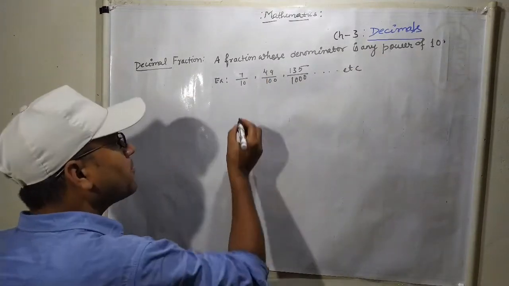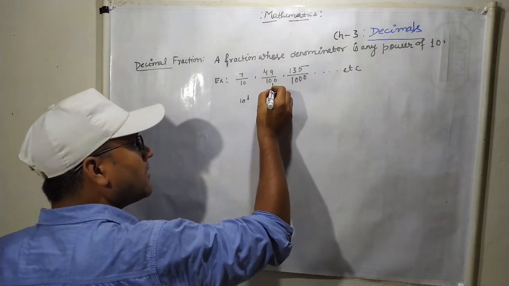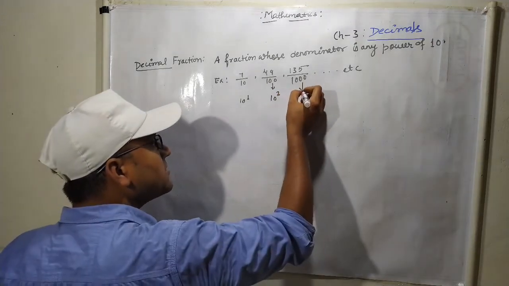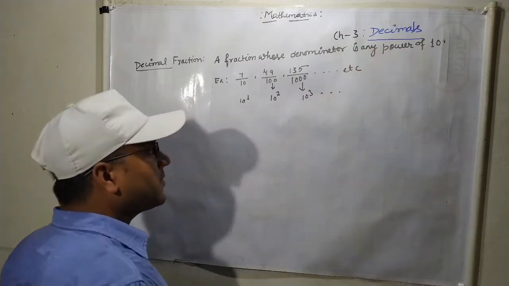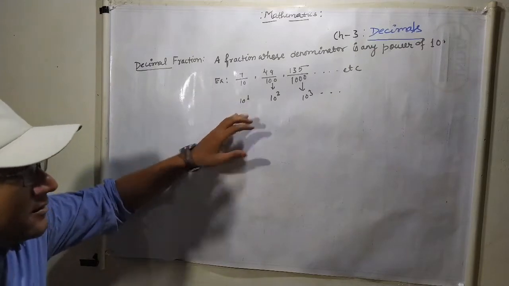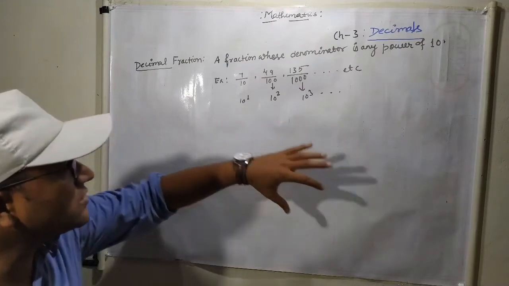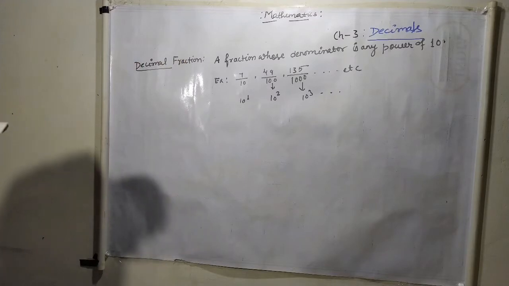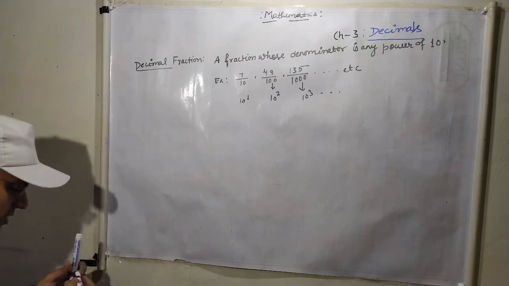10 means 10 to the power 1, 100 means 10 to the power 2, 1000 means 10 to the power 3, and so on, like 10 to the power 4, 10 to the power 5. So if you get a denominator like 10, 100, 1000, 10,000, that type of fraction is known as a decimal fraction. Very important, the next point is the decimal number.